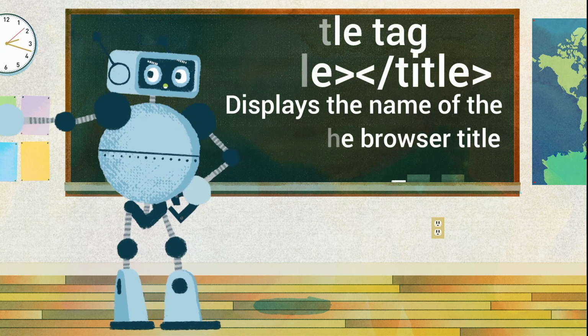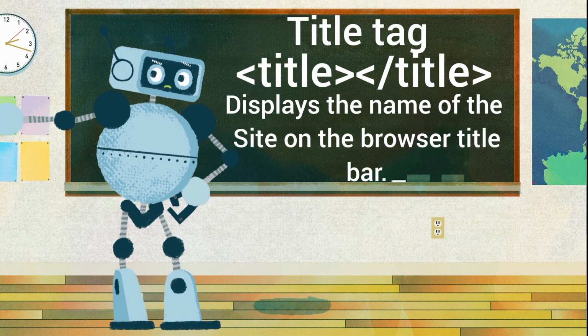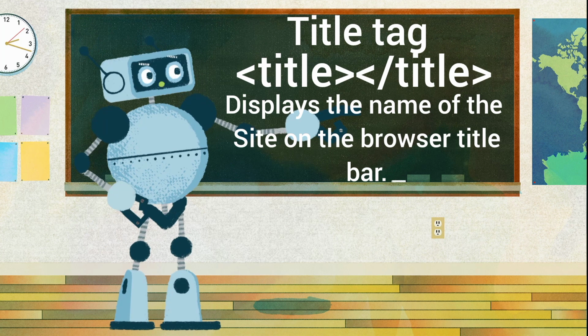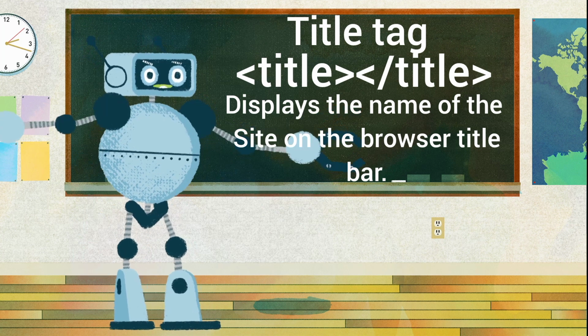The next tag is the title tag, which is denoted by this. As it sounds, the title tag is a tag that defines the title of a web page. It is placed or nested within the head tag and is used to provide the summary of page's content.